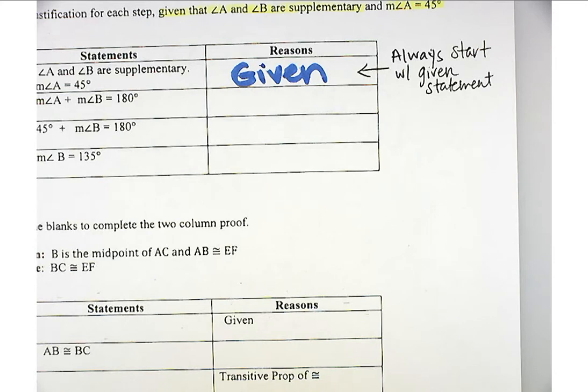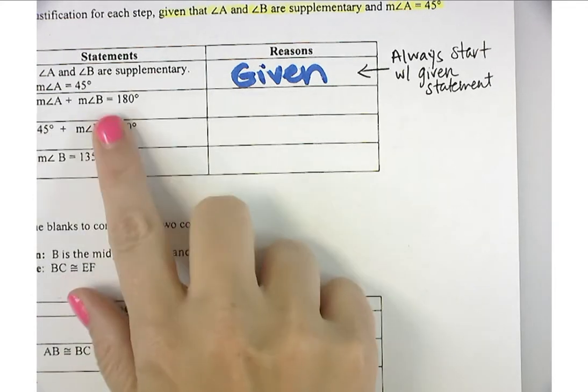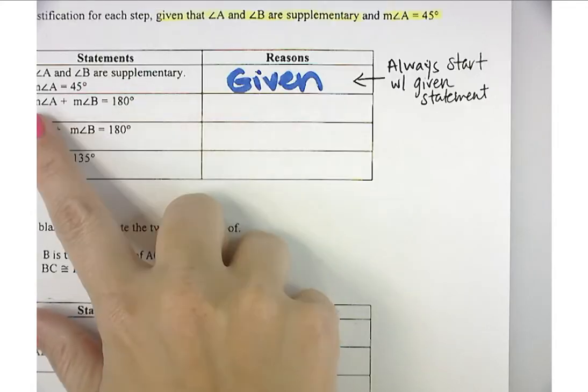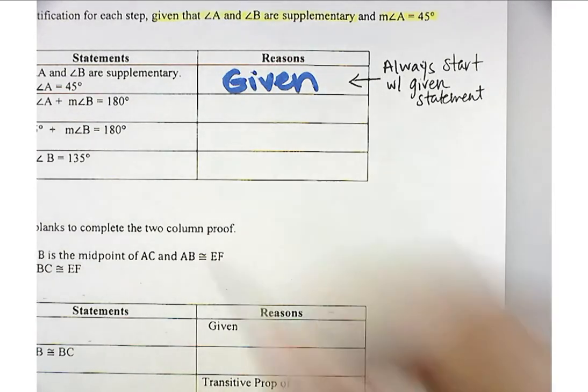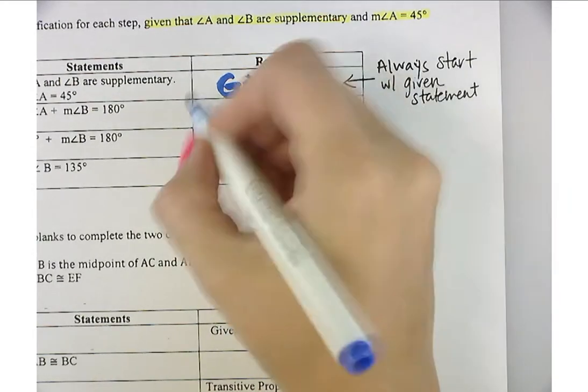Okay, so Jay, will you just read for us what we were given in step one? Angle A and angle B are supplementary, and the measure of angle A is 45 degrees. Okay, so angle A and angle B are supplementary. Avery, what do we know about two angles that are supplementary? They have to equal 180. Okay, so the sum of those measures are going to equal 180, which is exactly what we have here. If A and B are supplementary, then we know that the two measures are going to equal 180. So that's just by definition of supplementary angles.